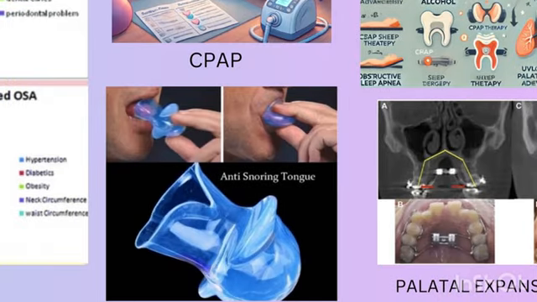Next, we're going to see about the tongue repositioning device. The tongue repositioning devices are designed to treat snoring and mild to moderate obstructive sleep apnea by holding the tongue in forward position during sleep, thereby preventing it from blocking the airway. This device works by creating a space in the mouth to keep the tongue in a stable position and preventing it from falling back and obstructing the air passage.